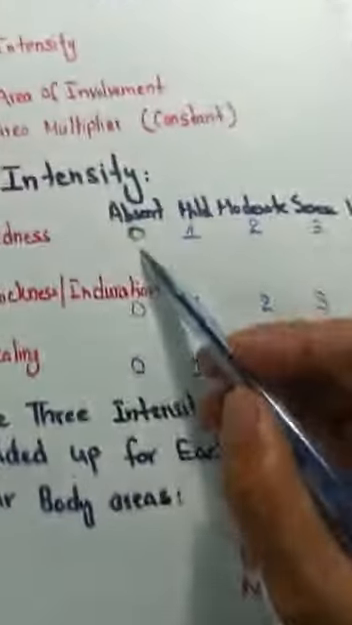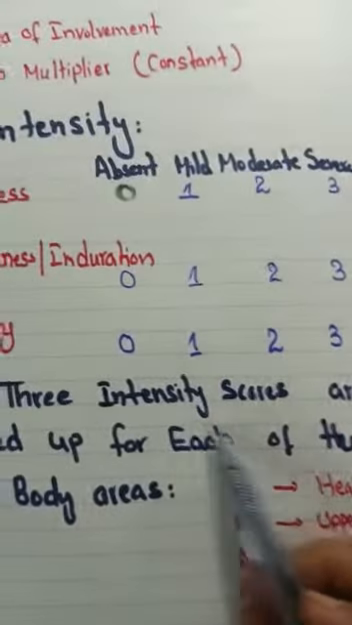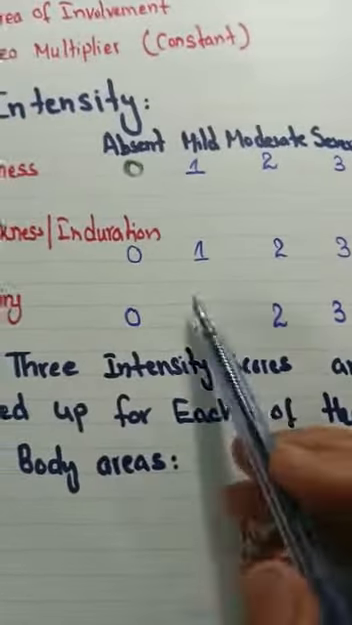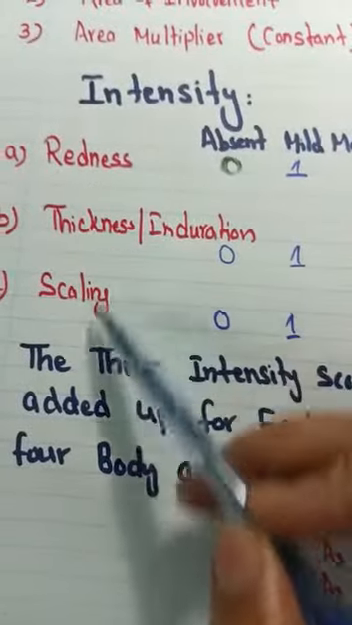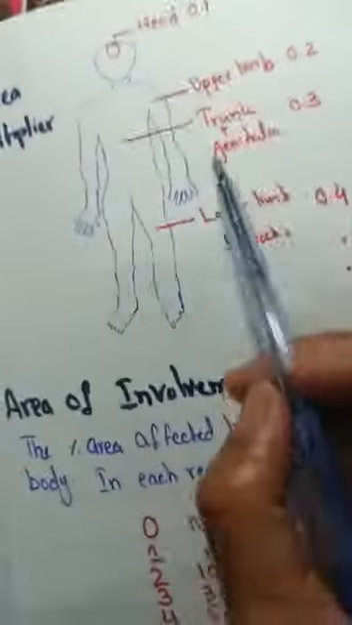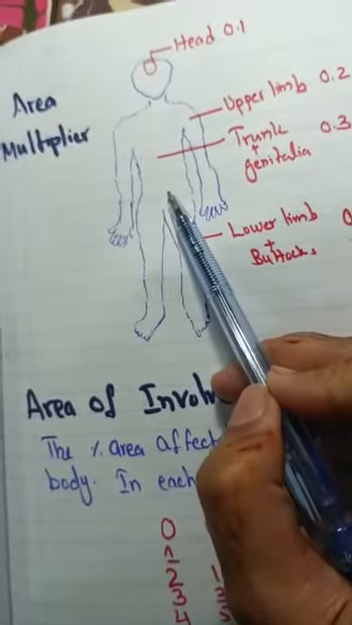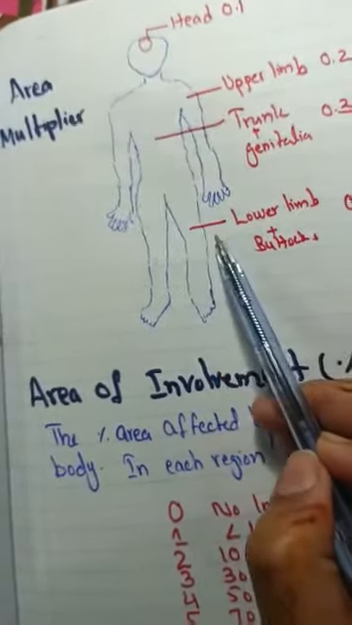After calculating the intensity of the lesion, we have to add up the three intensity scores: redness, thickness and scaling, for each of the four body areas. And those four body areas are: number one is head, number two is upper limb, number three is trunk, and number four is the lower limb.